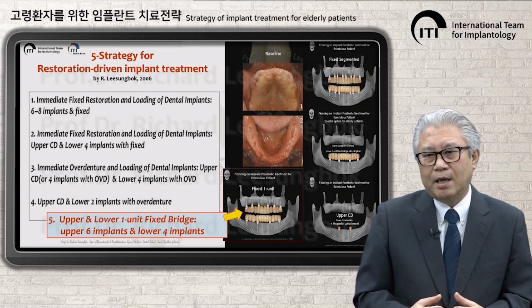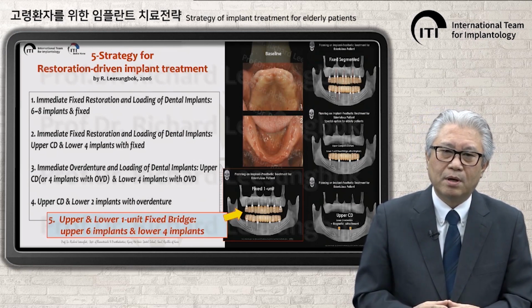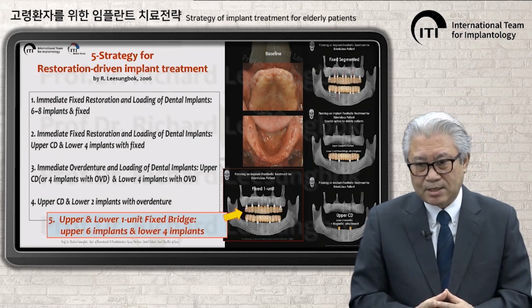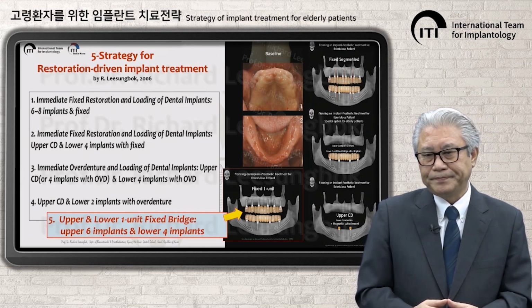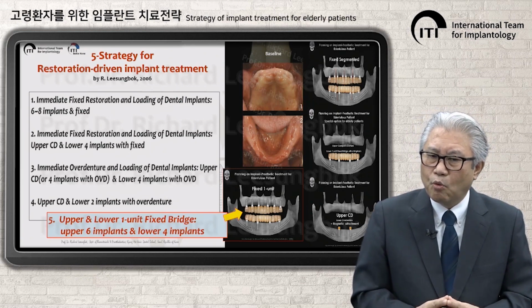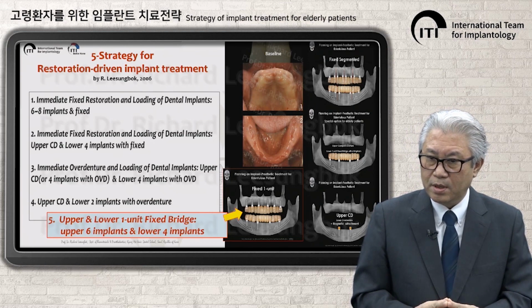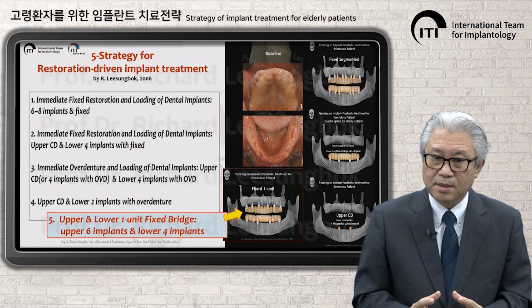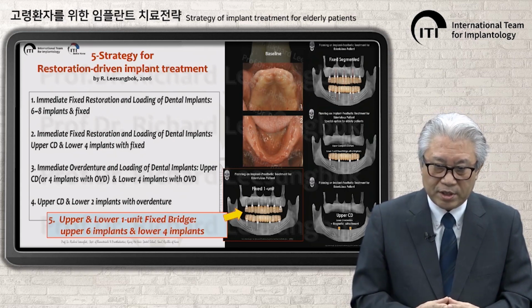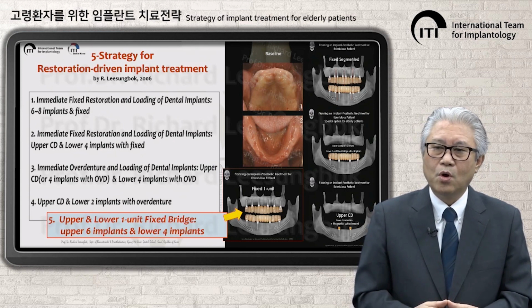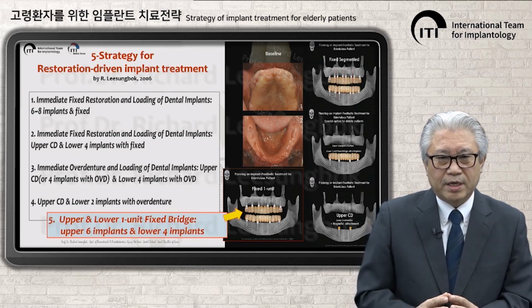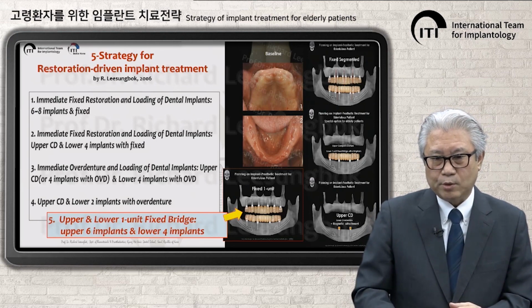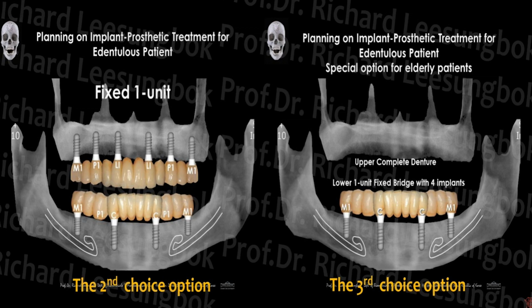However, due to the development of digital dentistry, one more treatment strategy has been added to these 4 treatment strategies since 2006 and developed into a total of 5 treatment strategies. The 5th treatment strategy is to place 6 implants in the upper jaw and 4 implants in the lower and connect 1 unit fixed restorations to each. This is because the CAD/CAM process has enabled the production of highly precise prostheses.